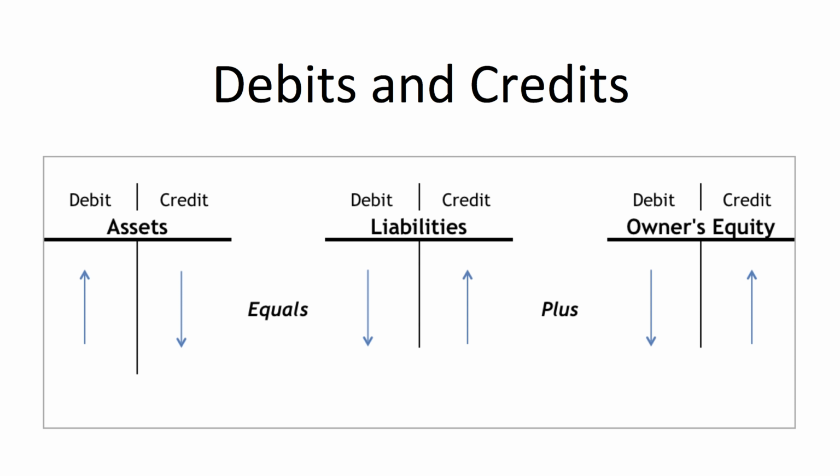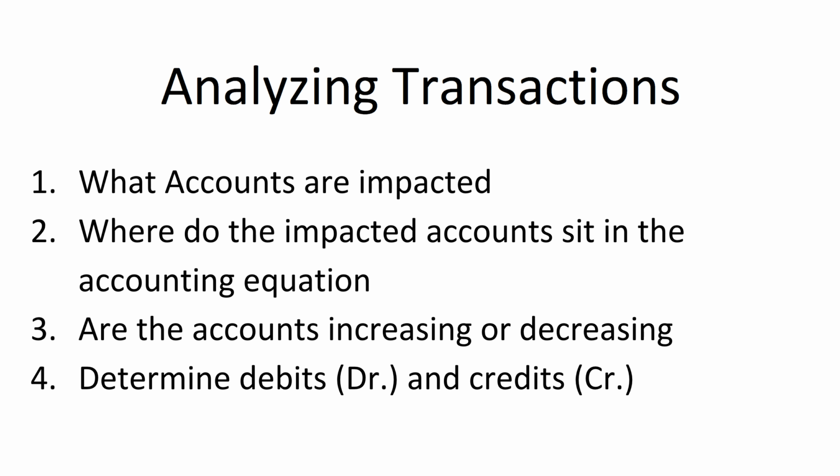And so we went through a process of trying to identify types of assets like cash and accounts receivable and inventory, and different types of liabilities like accounts payable or notes payable, and equity accounts, which are commonly our capital or common stock accounts. And then once we knew where accounts fit in the equation, that is, whether or not they were assets, liabilities, or equities, we could go through the process of analyzing transactions and figuring out what happened. And so we went through this 4-step process of trying to determine what are the accounts that are impacted, where do the accounts sit in the equation, and then are the accounts increasing or decreasing.